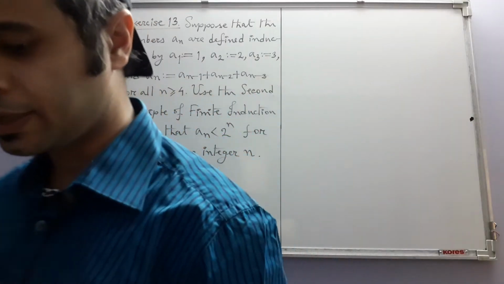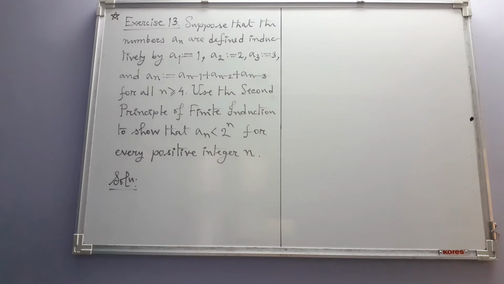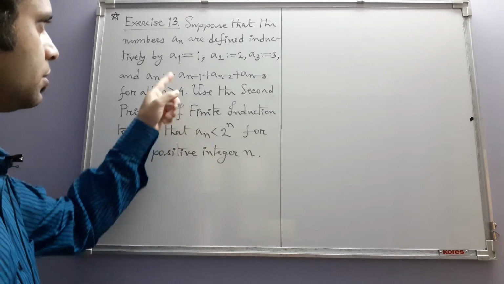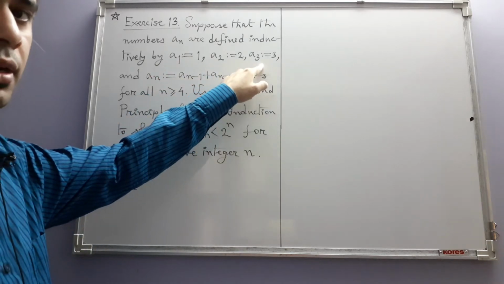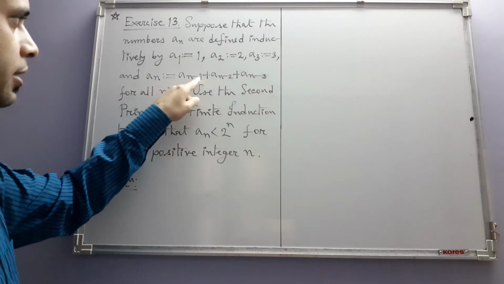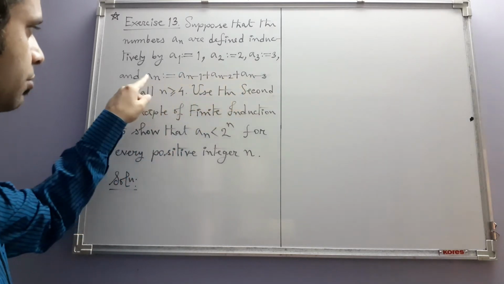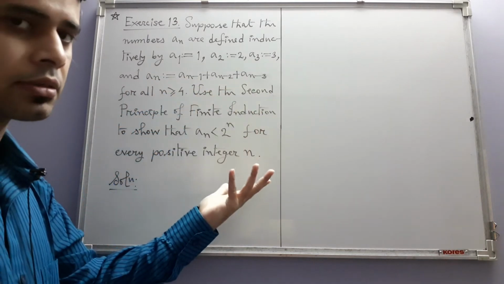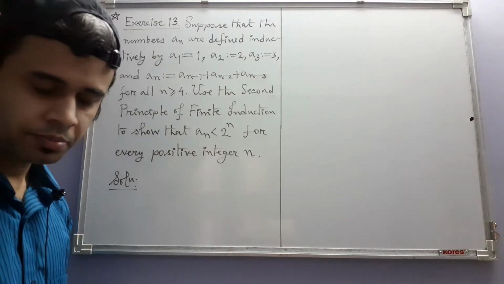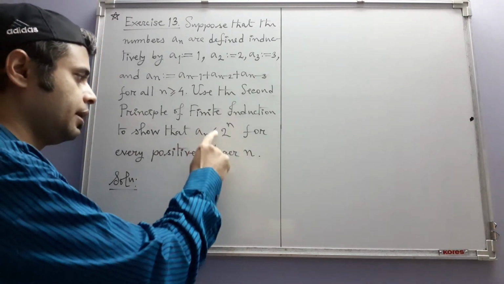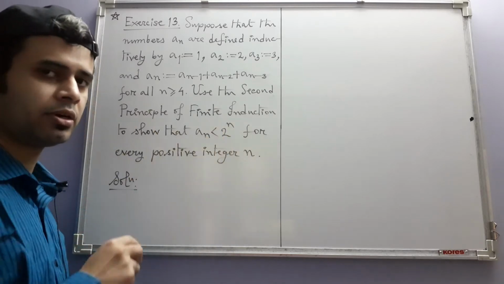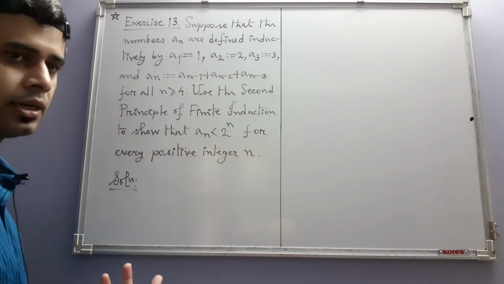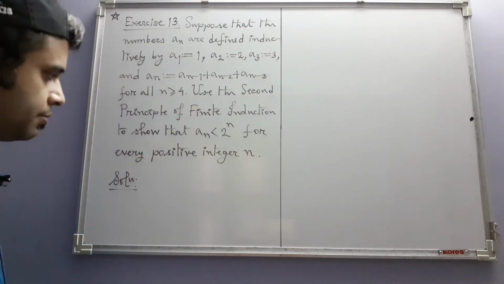Okay, next exercise 30. Here we are given a sequence an of positive integers, the first three terms of which are defined like this, and the rest of them are defined inductively like this. Each one of the rest of the terms is equal to the sum of the three previous terms. And we have to prove for this sequence that its nth term is strictly less than 2 to the power n, and this we have to do by using the second principle of finite induction. So let us see the solution.